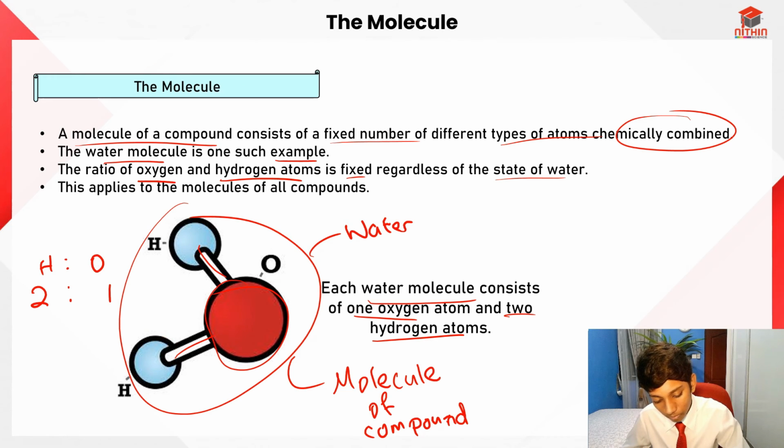And this is regardless of any state of matter. So if water was ice or gas, there will always be 2 hydrogen atoms and 1 oxygen atom. Okay, so I hope you understood that. So now let's move on.